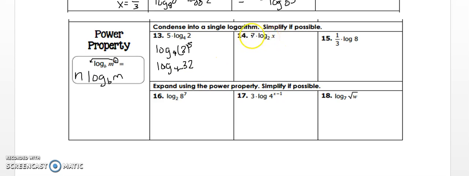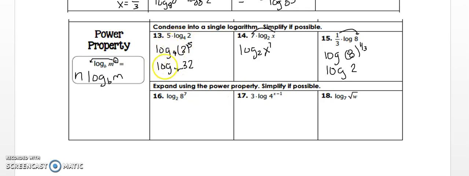All right, next one. This 7 I'm going to move as an exponent. So this becomes log base 2 of x to the 7th power. And the whole thing's not being raised to the 7th power, just the x. All right, next one. So this 1/3 is going to become the exponent on the 8. So we get log base 10, because there's nothing written here, of 8 to the 1/3. This means the cube root. Well, what's the cube root of 8? It's 2. So this becomes log of 2.